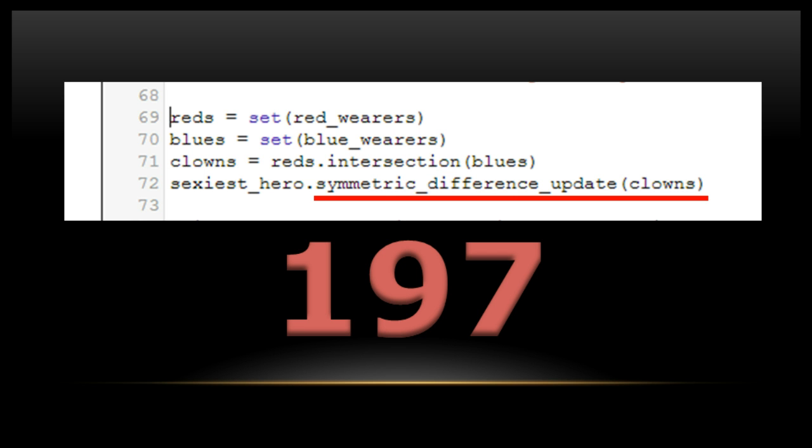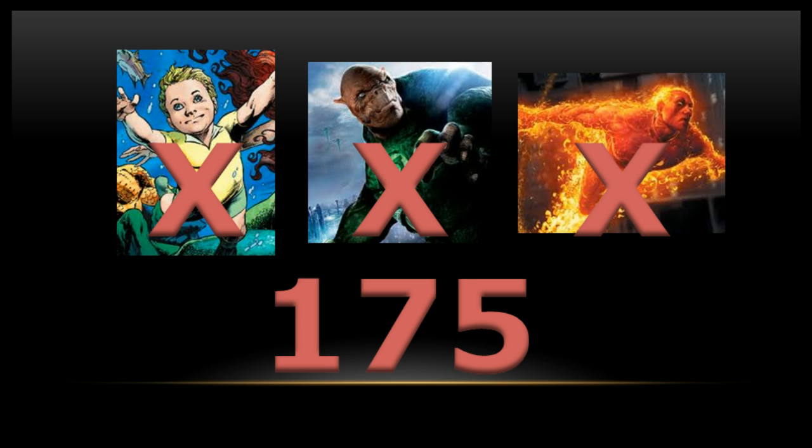Then I remembered that symmetric difference update would change the first set to include only those items that are unique to the first or the second set. And since my set of clowns were in both sets, this would only put the ones not in the clown list into the first set. And my new total was 197. That's a good start, but I still have a ways to go.